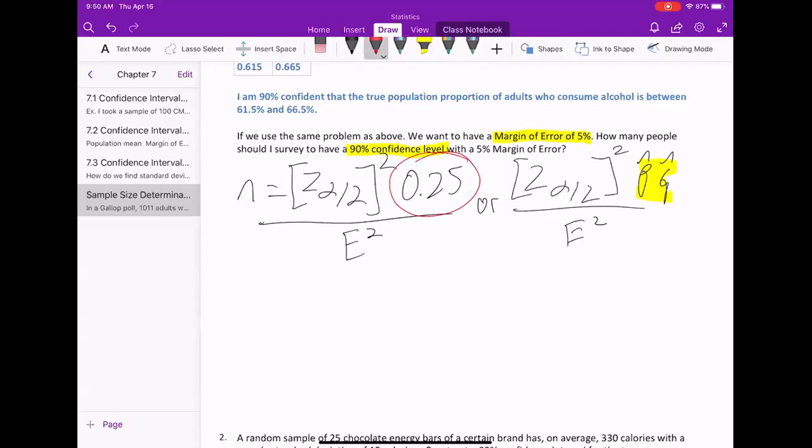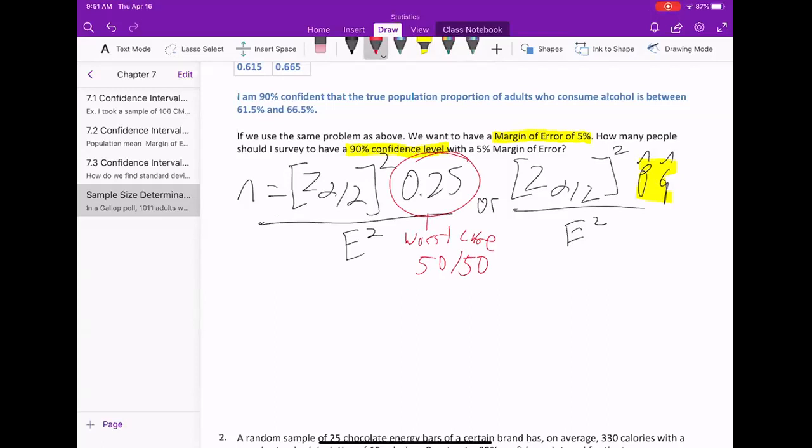is we assume worst case. And the worst case is we are 50-50. And 0.5 times 0.5 is 0.25. So if you don't know your p hat, q hat, use the worst case, 50-50. If you do know your p hat and q hat, use them.